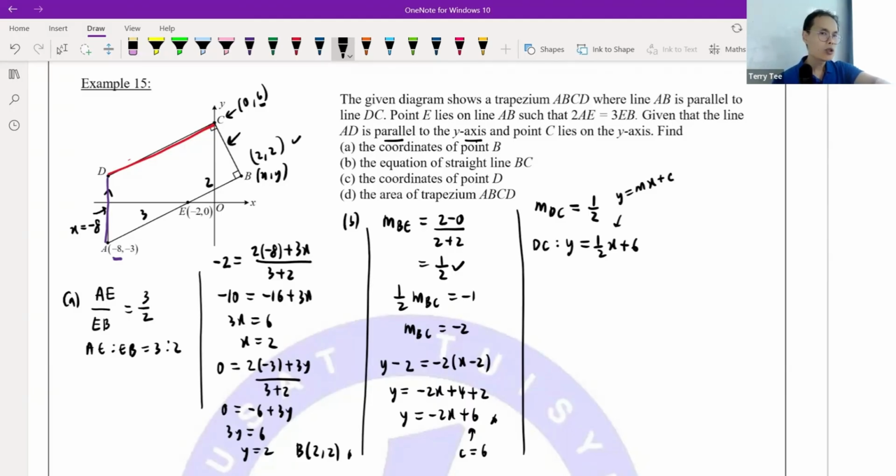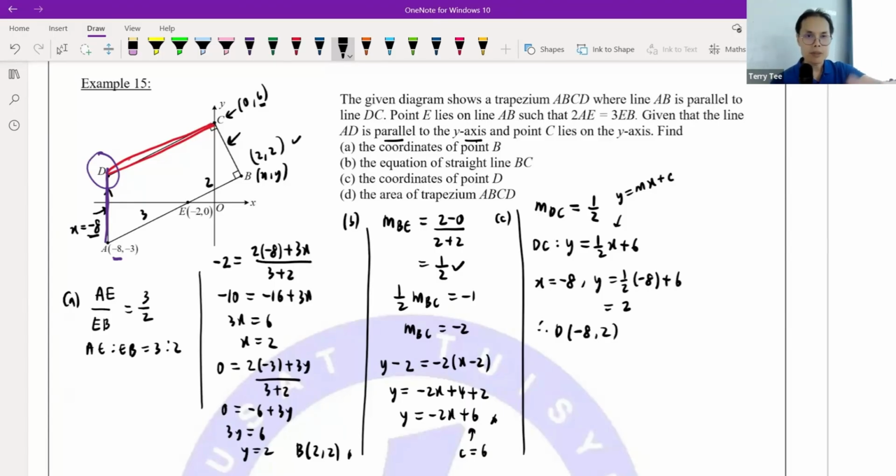Now, we know this red line will intersect this purple line at point D. So to find the point of intersection, we just solve them, right? But in this case, the solving part is easy because your x value is negative 8. We know at point D, your x is negative 8. You find your y value, half times negative 8 plus 6. Minus 4 plus 6, 2. So therefore, D is minus 8, 2. Okay, guys, I got my part ABC done.